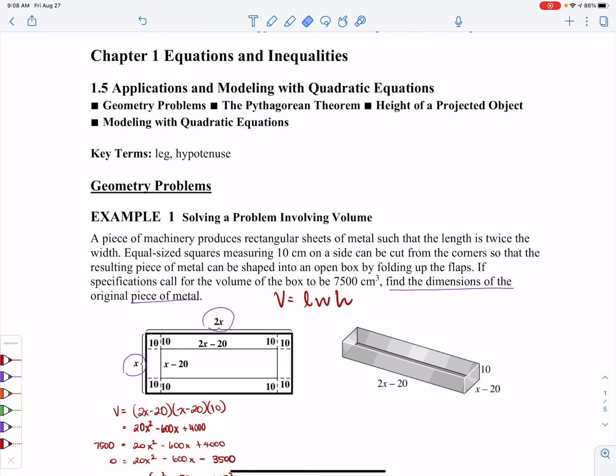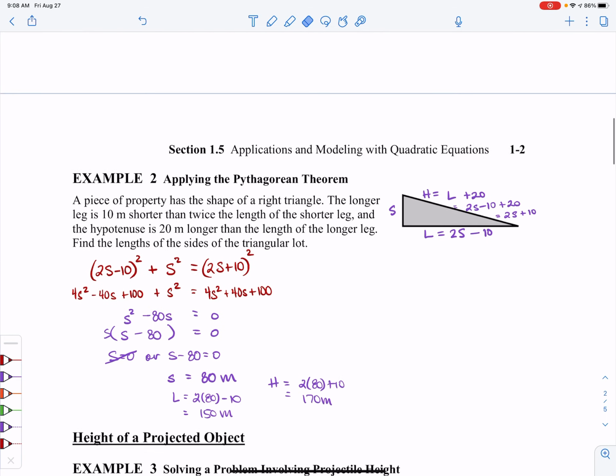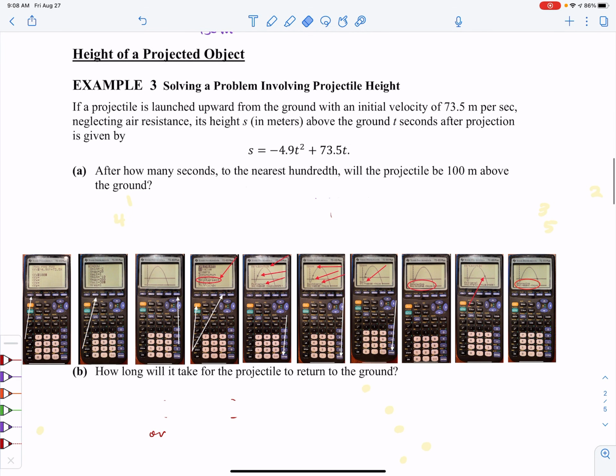All right, so we're still in section 1.5. Now we're going to go down and look at example 3. Height of a projected object. I've got to tell you, this is going to be one of the most common quadratic types of story problems that you're going to run into. So get used to dealing with height of a projected object.